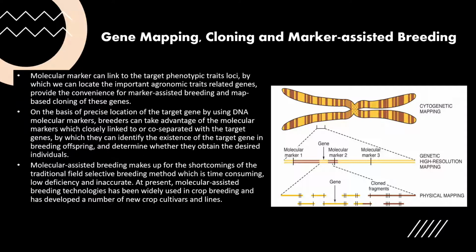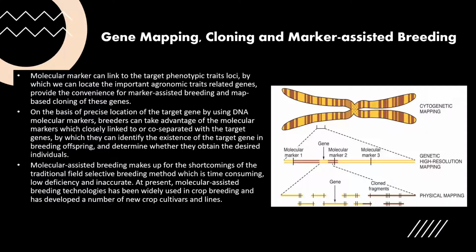On the basis of precise location of the target gene by using DNA molecular markers, breeders can take advantage of markers which are closely linked to or co-separated with the target genes, by which they can identify the existence of the target gene in breeding offspring.